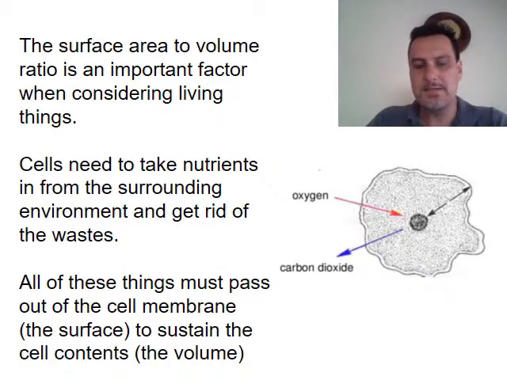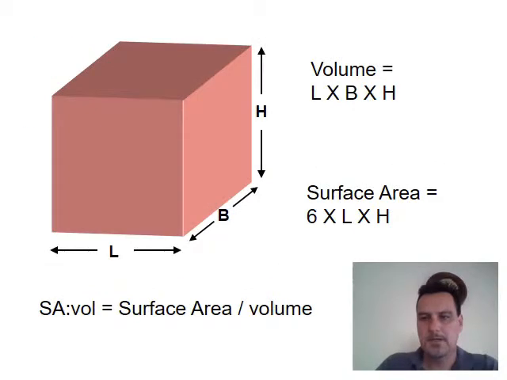And when we're thinking about a cell, the way we can look at the membrane is that it is the surface of the cell, and so obviously that'll be the surface area of the cell. The contents of the cell, so everything inside the membrane, the way we could look at that is being the volume of the cell. So I'm going to have a slight attack of mathematics here in a moment, but what we can see is that the surface area of a cube is determined by the formula 6 times length times height, and the volume is determined by length times breadth times height. And the surface area to volume is just the ratio of surface area to volume.